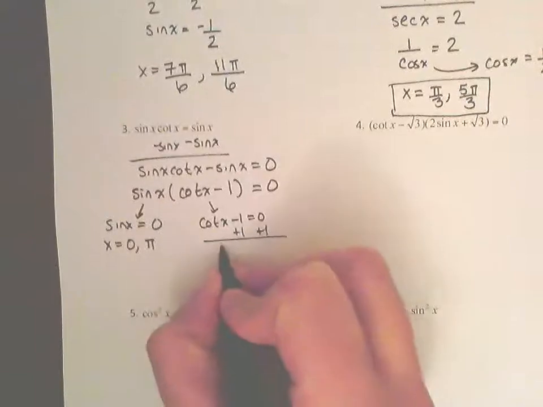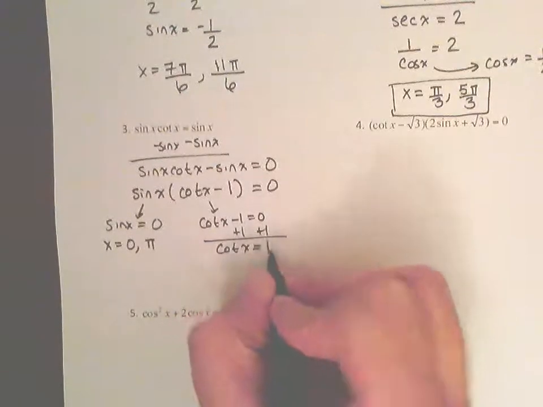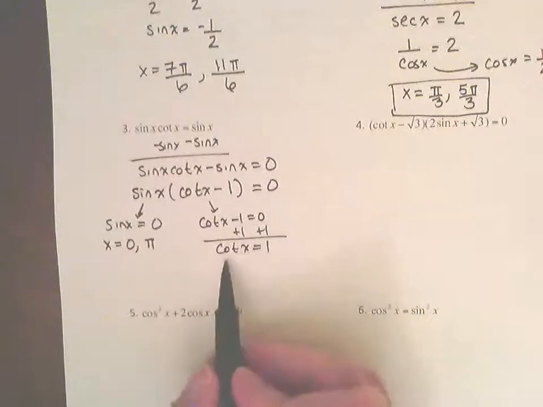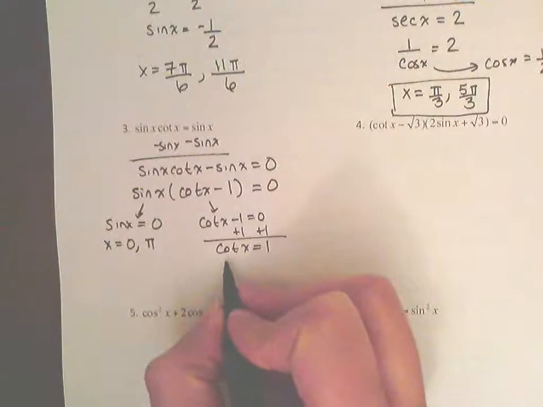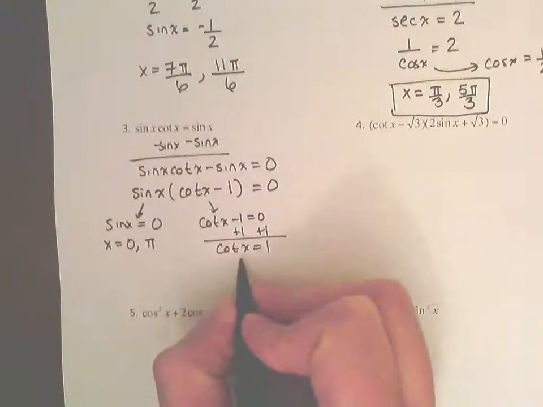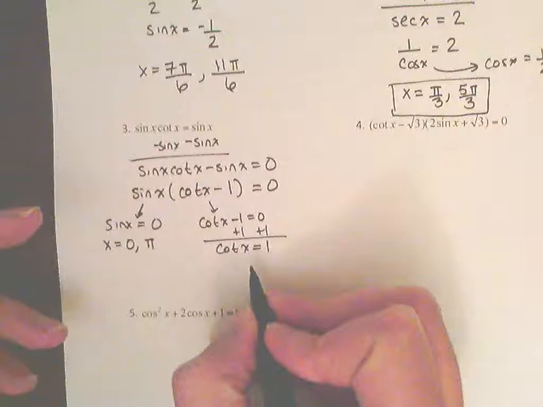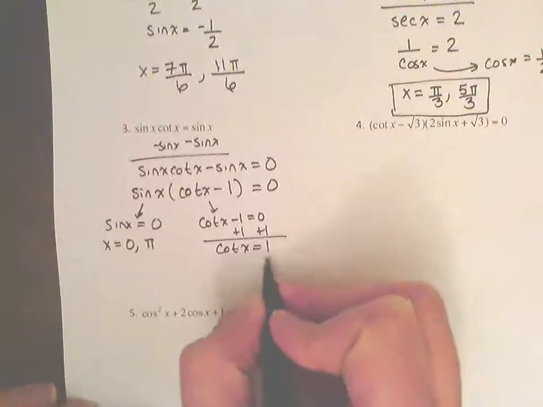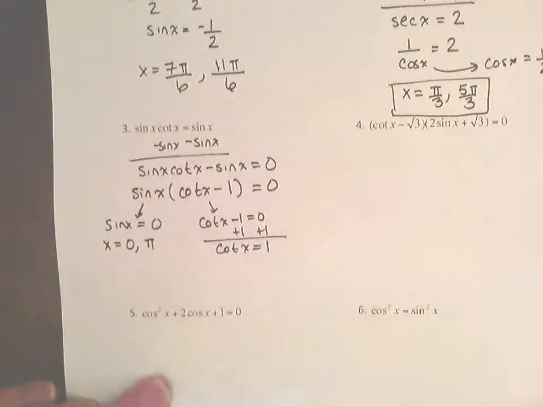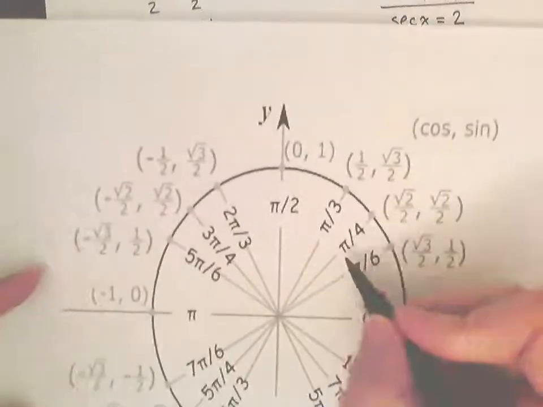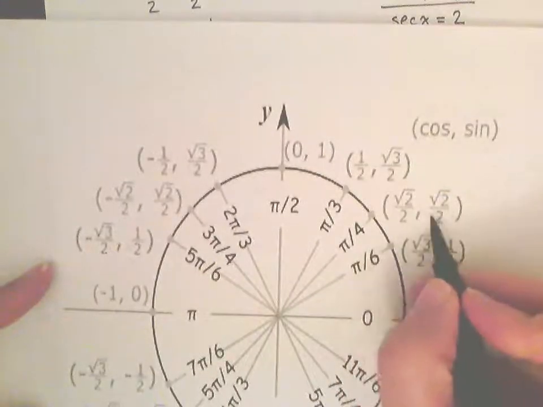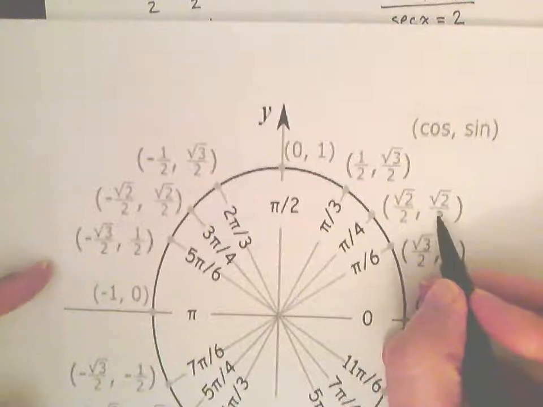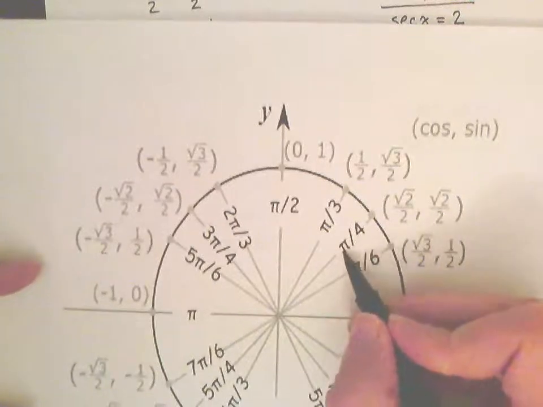So we set it up, cotangent of x is equal to 1. So where is cotangent of x equal 1? Remember, cotangent is the same thing as cosine over sine. And the only places where you end up with 1 for your cosine and your sines is at the quarters, right? When cosine and sine are the same and you divide them and they end up being 1. So where are they 1? At pi over 4.